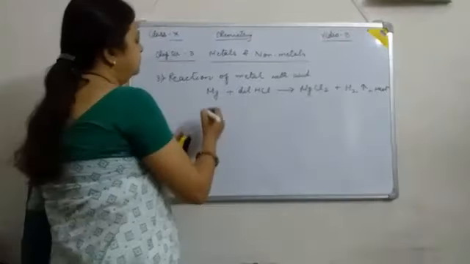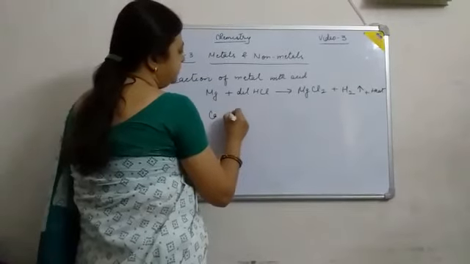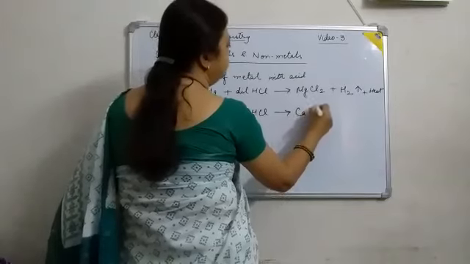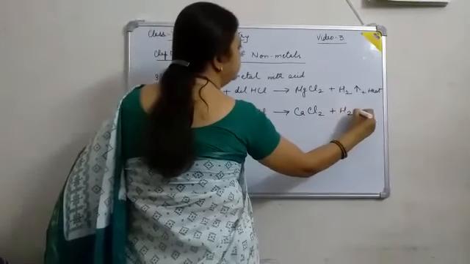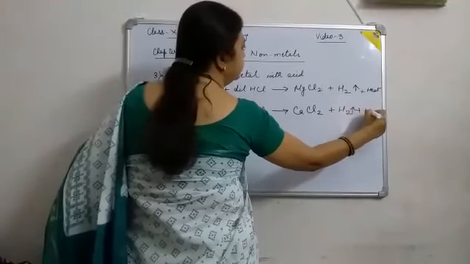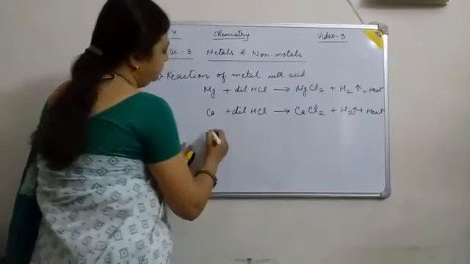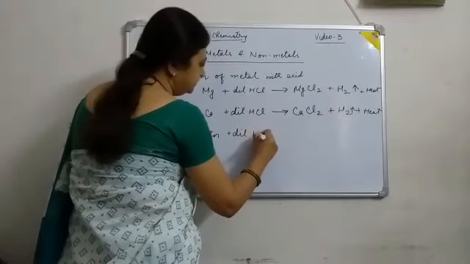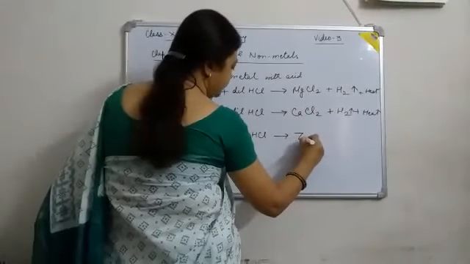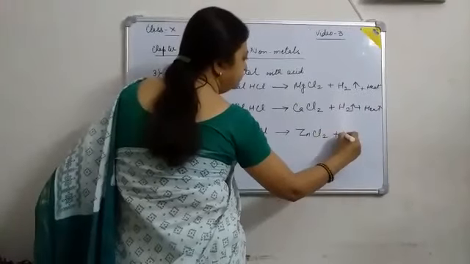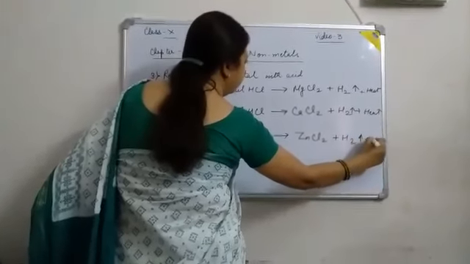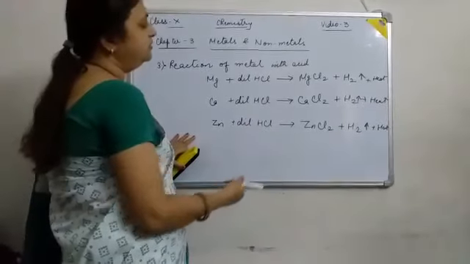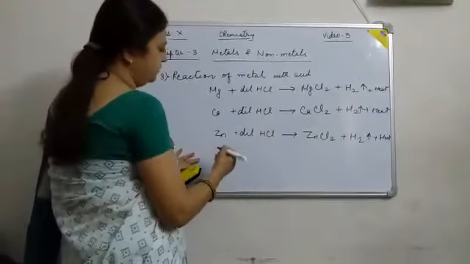So next reaction is when calcium reacts with dilute hydrochloric acid, calcium chloride is formed along with hydrogen, and it is also an exothermic reaction. When zinc reacts with dilute hydrochloric acid, then zinc chloride is formed with the liberation of hydrogen, and we can say that the reaction of a metal with acid is an exothermic reaction.